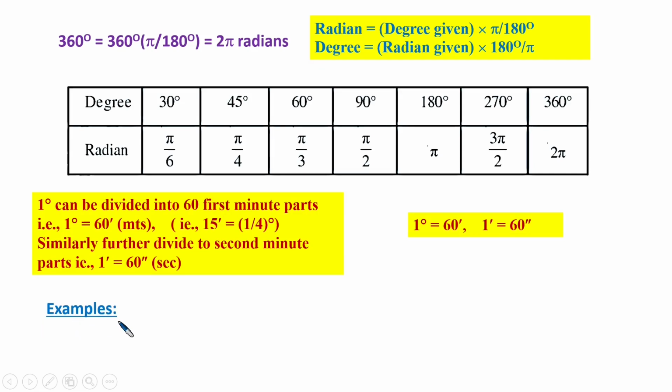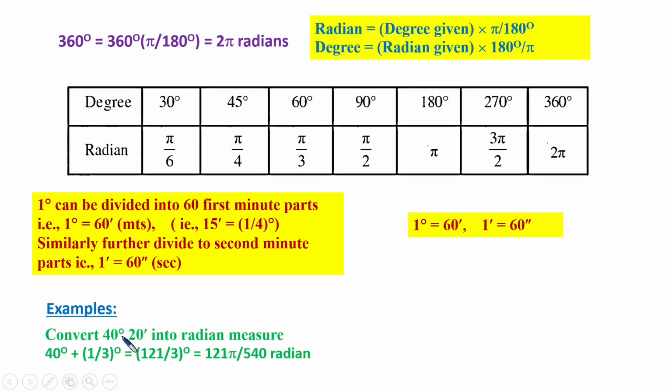Now let us discuss an example describing what we have discussed here. Convert 40 degrees 20 minutes into radian measure. So how do you do it? For 40 degrees, this 20 minutes is 1/3 of a degree. I have done it here, because 60 minutes is 1 degree, so it is 1/3.